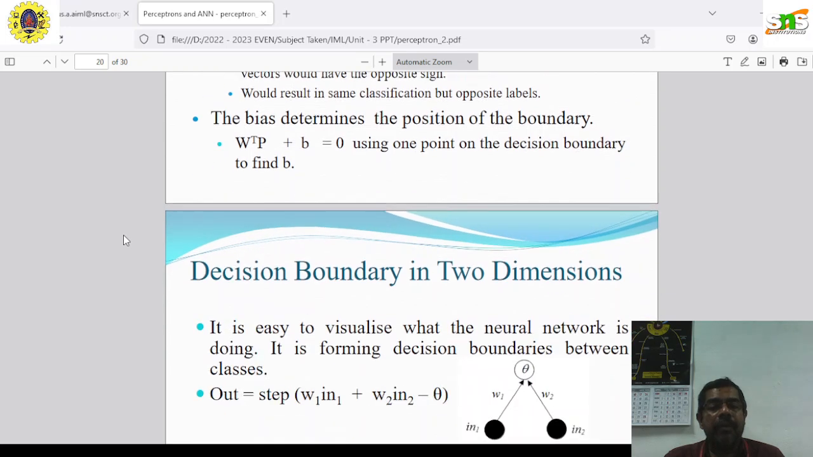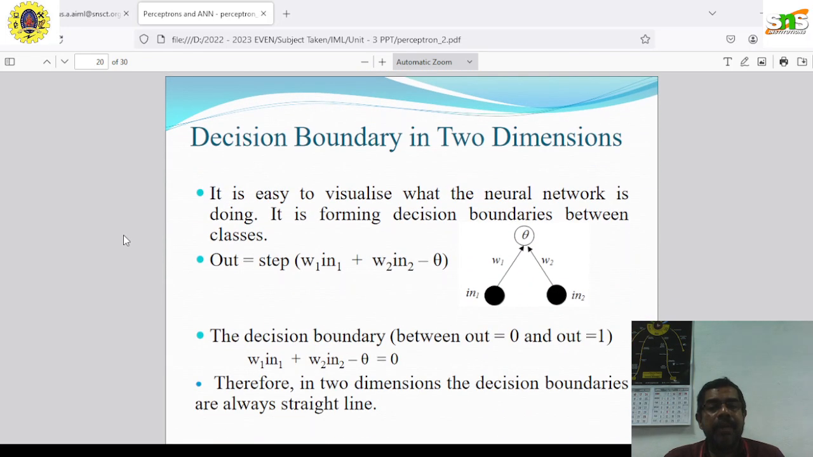Now we have to look at the decision boundary in two dimensions. We have to visualize how the neural network is forming the decision boundaries. I have a value theta, and the weights: input 1 and input 2, with weights W1 and W2.